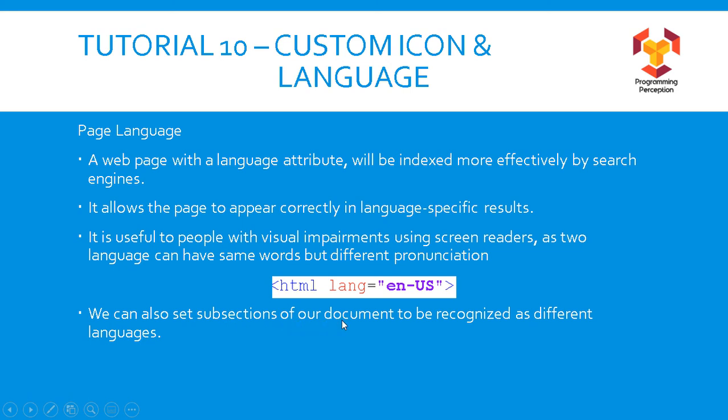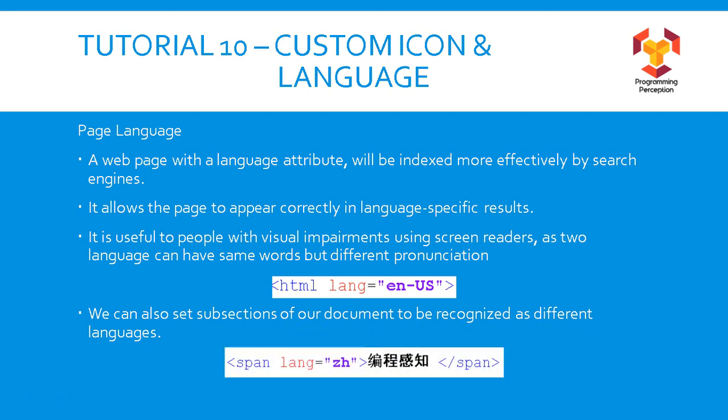We can also set subsections of our document to be recognized as a different language. So if you remember earlier, we have used a Chinese language on our page. Now, if we are mentioning the language like this, and we want a specific section of our page in a certain other language, we can definitely use this span tag. I'm going to discuss about this span tag later on, but we can use it. We can put that language over here and specify the information about the language over here, ZH representing Chinese.